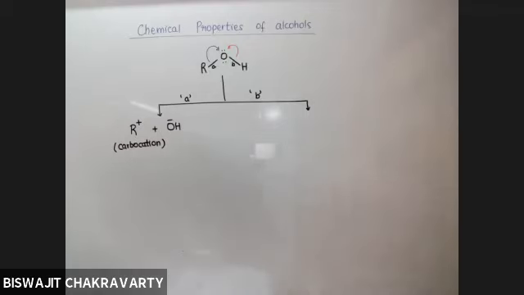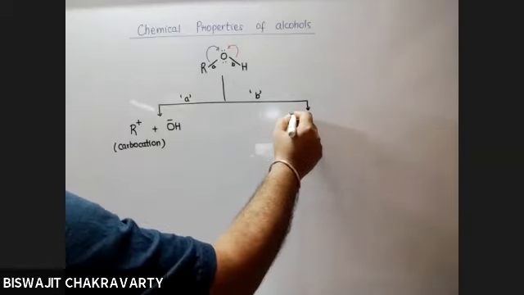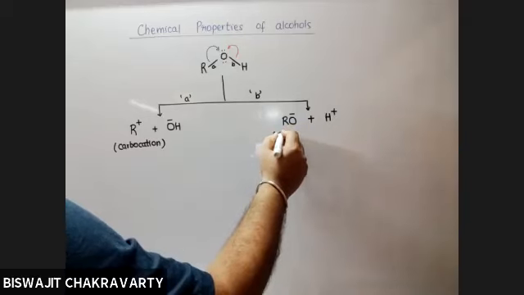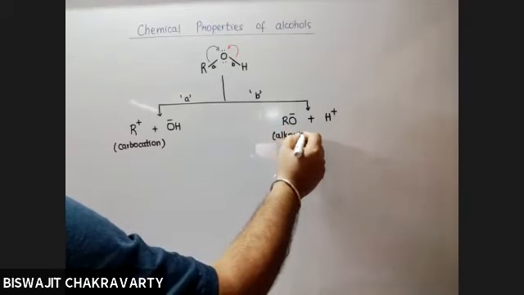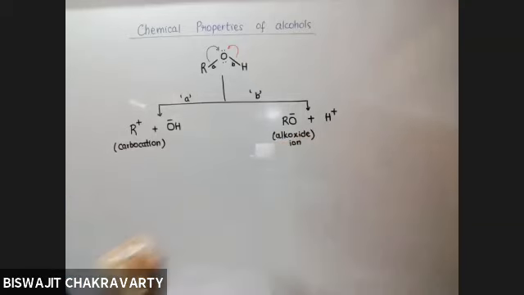Yes? RO minus plus H plus. Excellent. RO minus plus H plus. And RO minus is called alkoxide ion, which is electron rich. It is alkoxide ion. Is it understood what I have just now said? Sir, could you repeat?